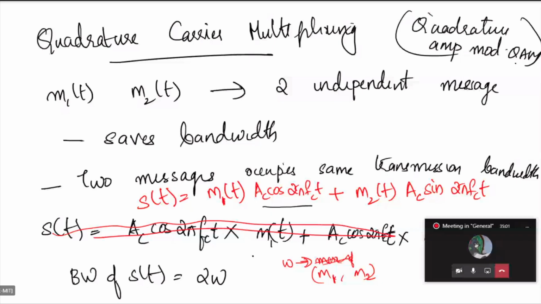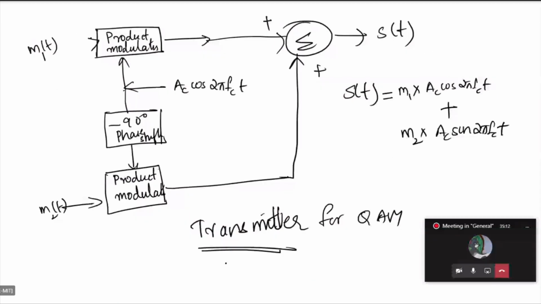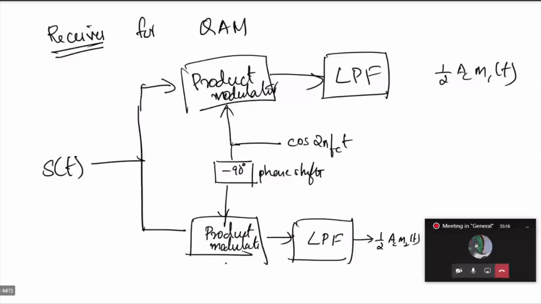Okay, so for that technique you need a block diagram for how this transmission is possible. This is the transmitter block diagram and this is the receiver block diagram. Ma'am, in the receiver, the cos 2 pi fc t, does it mean that you are taking away the carrier wave? No, this is a local oscillator, generating cos 2 pi fc t.